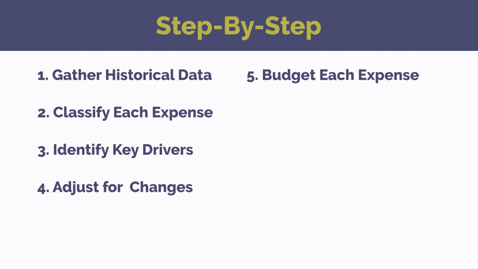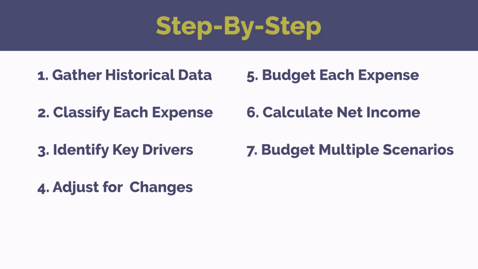Now that historical data, cost drivers, and future adjustments have been analyzed, the next step is to calculate the final budget for each expense item. Once all expenses are budgeted, sum them up and subtract from projected revenue to calculate your budgeted net income. For advanced planning, it's useful to budget expenses for multiple revenue scenarios.